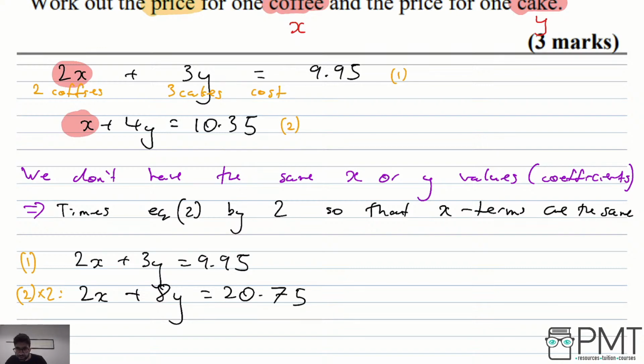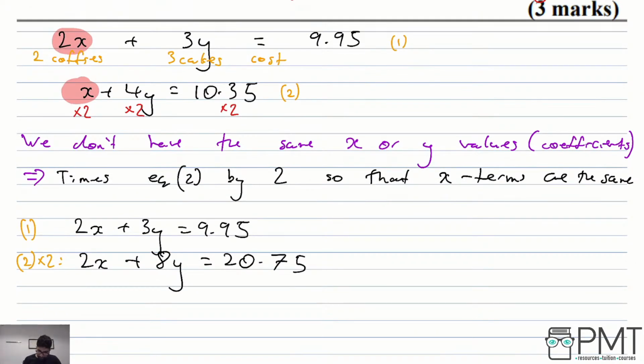Yep, let's see what these will be. So I got this one because I times everything here by 2. So 2 times x is 2x, 2 times 4y is 8y, and that's how I got the other values. Thank you, Natalie. Thank you, Holly. That's your other equation. So now what do we do? Do we add or subtract?